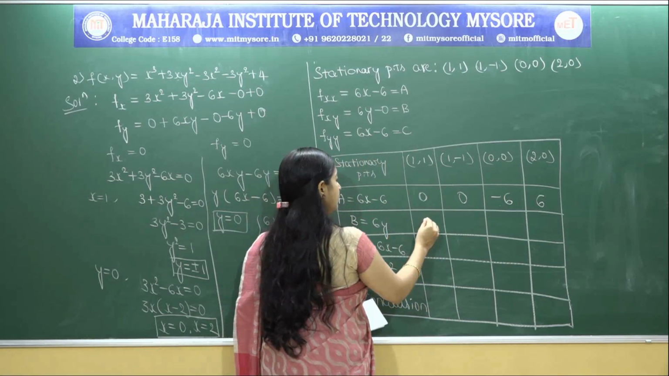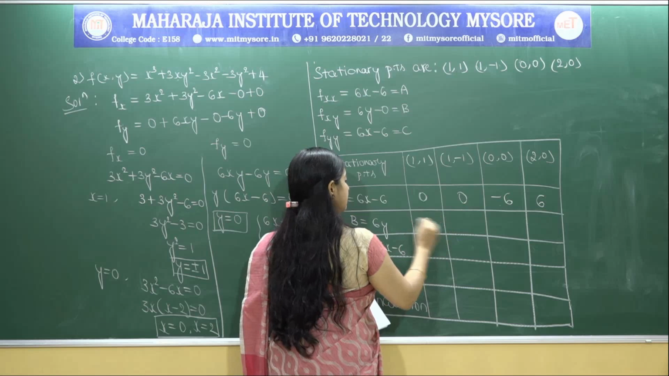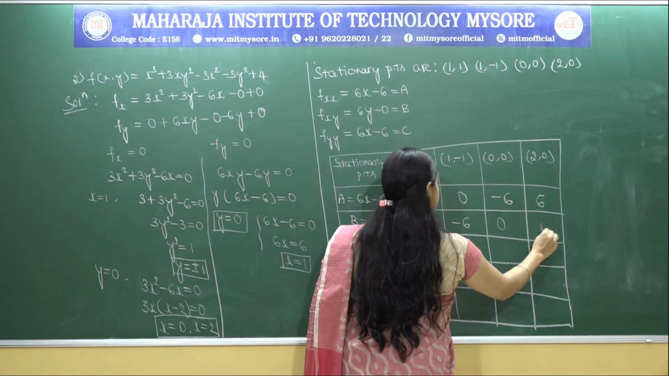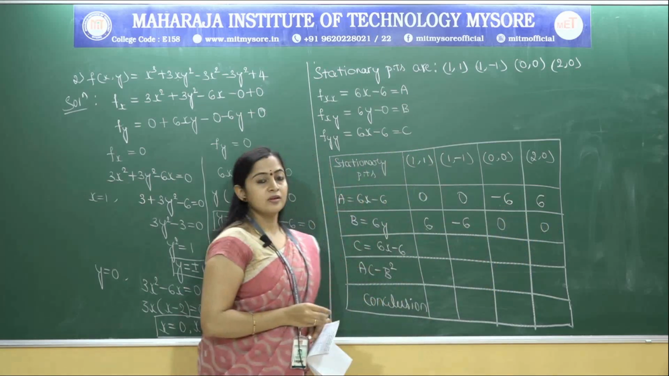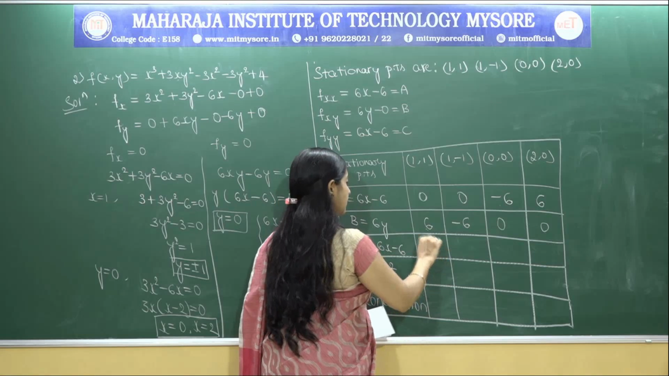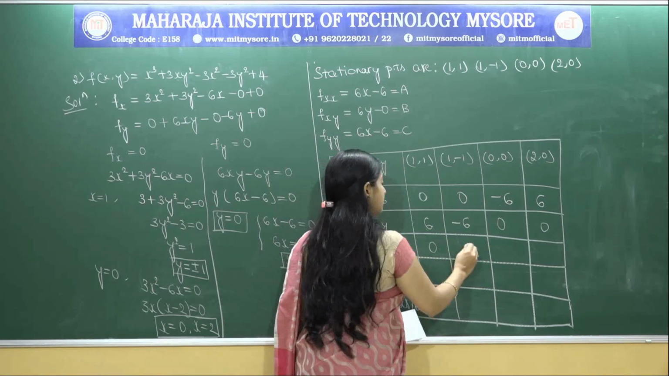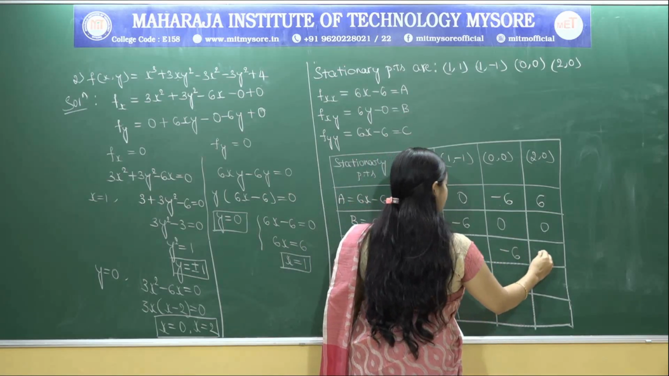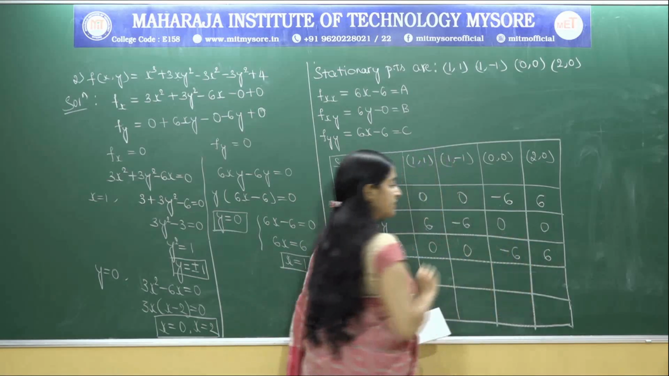Similarly, this one: 6, the second one minus 6, third one 0, and the fourth one is also 0. Then the last one, put x equal to 1, you will get 0. Next, the second part is also 0. Third one, you will get minus 6. Fourth one, 12 minus 6, you will get 6.